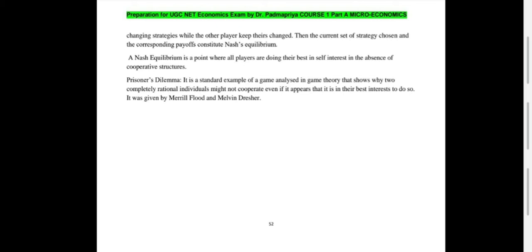And there is another important concept called prisoner's dilemma. Now, this is a very important standard example of a game analyzed in game theory that shows why two completely rational individuals might not cooperate even if it appears that it is in their best interest to do so. So, this prisoner's dilemma is a very good example of two rational individuals who don't cooperate though they know it will be in their best interest to cooperate. It was given by Merrill Flood and Melvin Dresher.